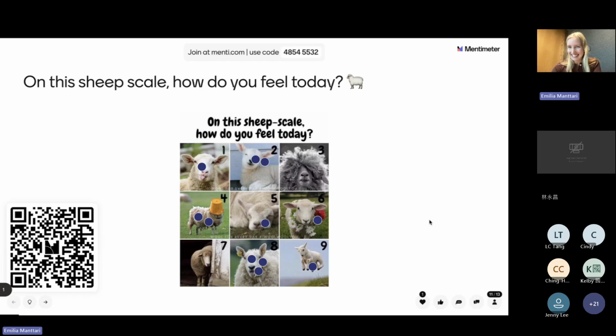Once you're in the session, please go ahead and join my Menti as well. You can either take out your phone camera and scan this QR code here on the screen, or go to menti.com and use the code at the top of my screen. Once you're in the Menti, go ahead and answer my little icebreaker question for today. On this sheep scale, how do you feel today? This is our pin on image question type, so you can simply add your pin wherever you want on this one.